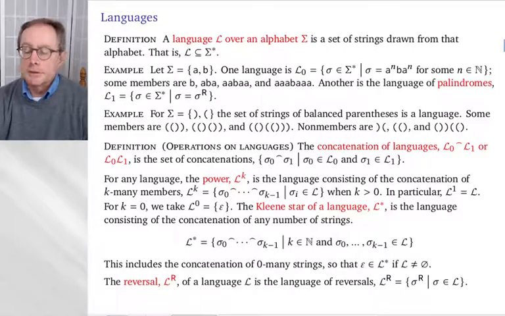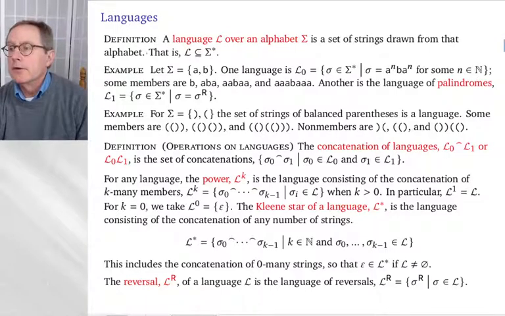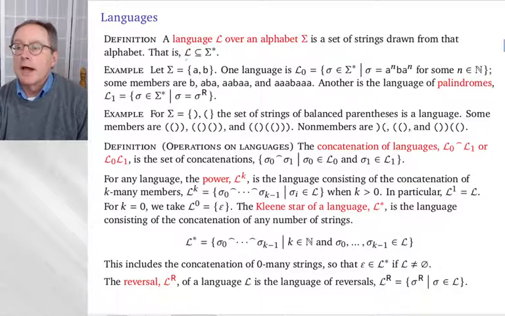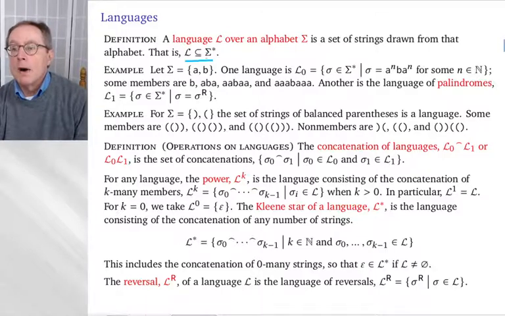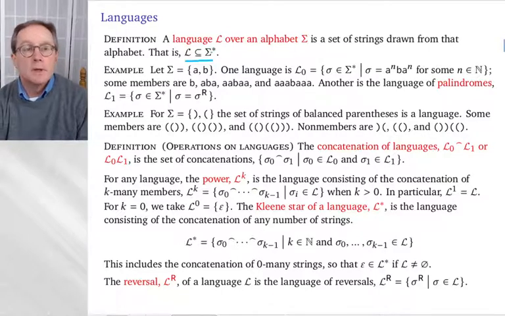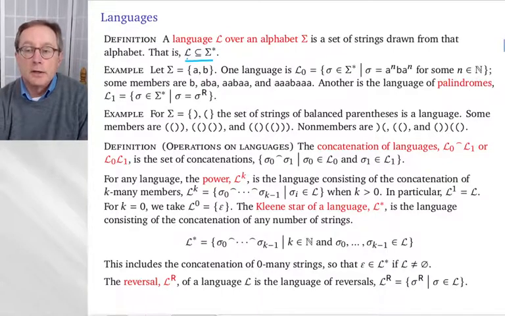Okay, and then languages. So a language over an alphabet is a set of strings drawn from that alphabet. That is to say that a language is just any subset of sigma star. So you write down all possible strings of characters in that alphabet, and you take a subset, an arbitrary subset. It doesn't have to make any sense at all, just some subset.